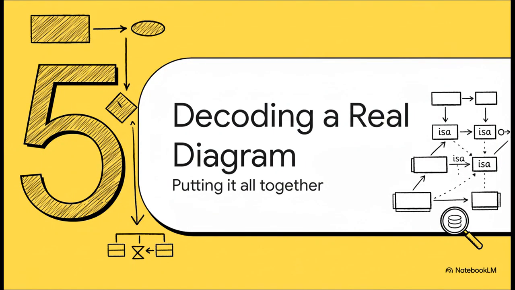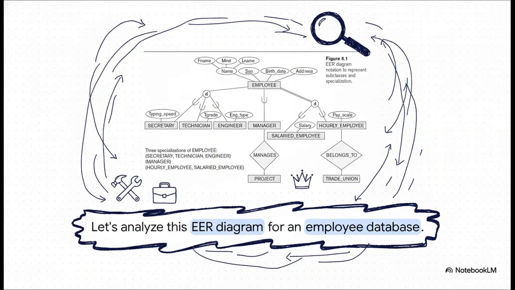All right, theory time is over. We've learned the rules, we've learned the symbols, now it's time for the fun part. Let's put all the pieces together and actually decode a real diagram. Okay, so take a look at this. I get it, it might seem a little complex at first glance, but don't worry, we have all the tools we need to read this thing. What we're looking at is a diagram for an employee database, and it shows a few different ways that main employee superclass is being broken down. Let's tackle it piece by piece.